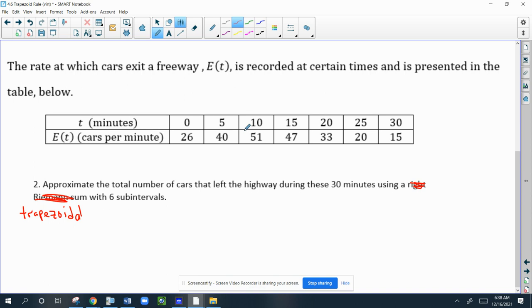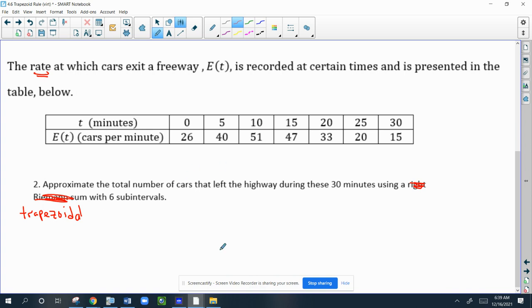First of all, this table gives the rate at which cars exit a freeway. It's a rate, that's key. The question is to approximate the total number of cars. So when you want to go from a rate to a total amount, you integrate, because a rate is a derivative. If you want to undo a rate, undo a derivative, you integrate, and then you'll get the total amount.